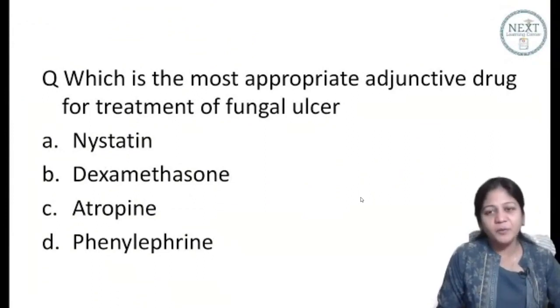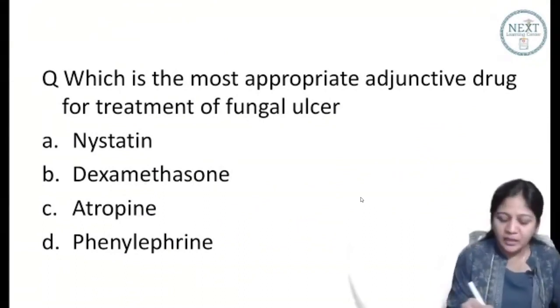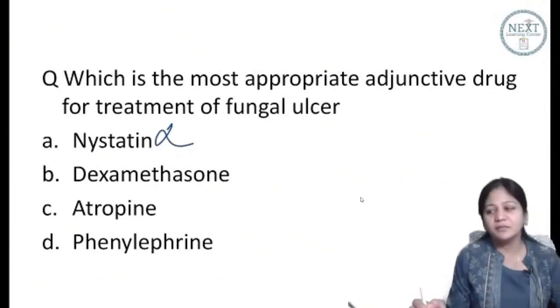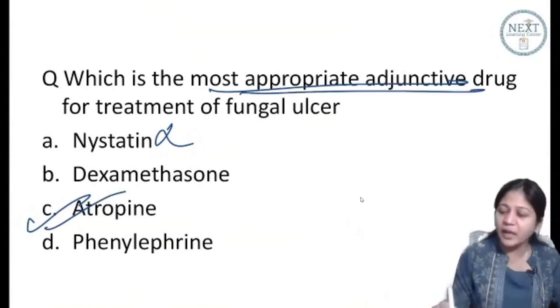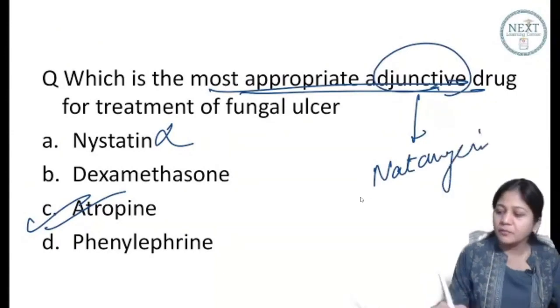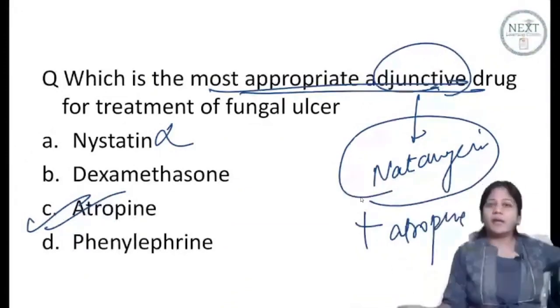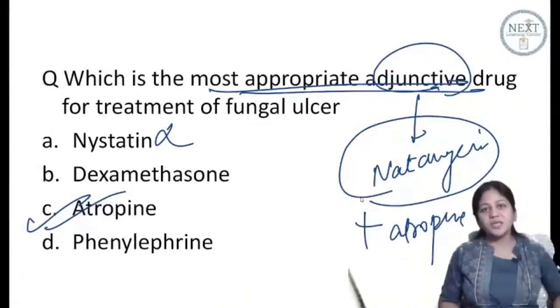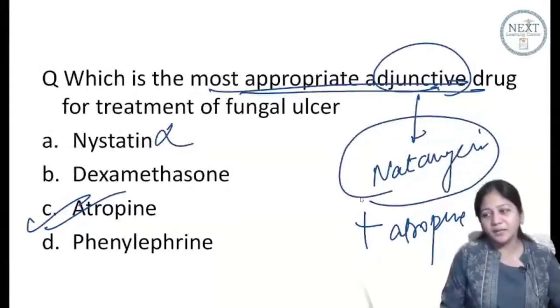What is the most appropriate adjunctive drug for treatment of fungal ulcer? Very nice, guys. Dr. Priyam, why is it not nystatin? It says what is the most appropriate adjunctive drug. Adjunctive means that you are already giving natamycin. What else do you want to give? I told you for every corneal ulcer we must give a cycloplegic agent because there is a lot of pain. If you don't relieve the pain with that adjunctive drug, the ulcer will not heal.